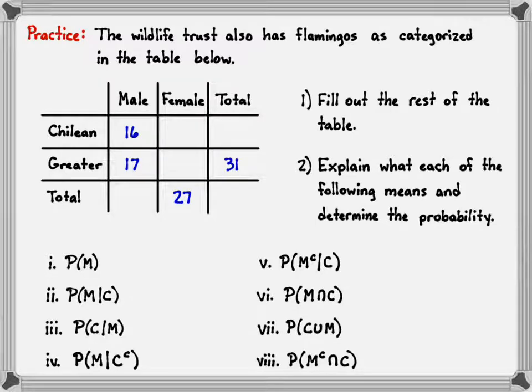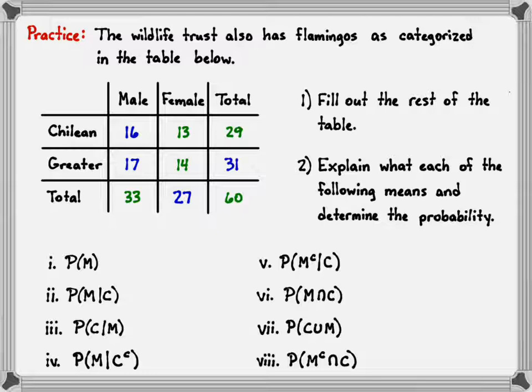So here's another example. I want you guys to pause it and come up with all these probabilities on your own, fill out the table, and then come back and watch the video to make sure you understand this. For this, we are talking about the Wildlife Trust also has flamingos, and they're categorized as Chilean and greater, and we broke them up by gender as well. Filling out this table, I'm not going to go over that. Hopefully you got all those values for the table.